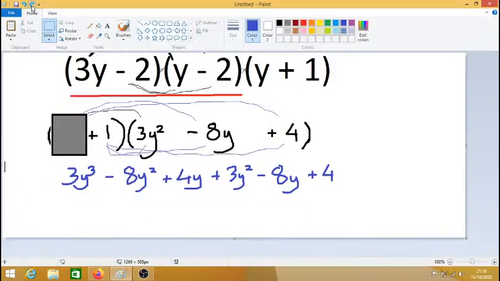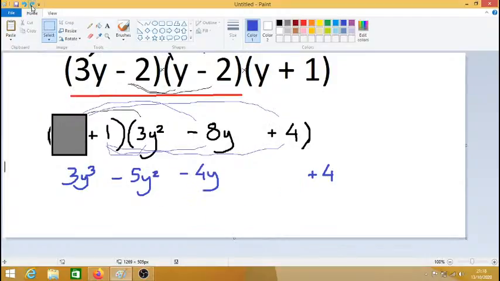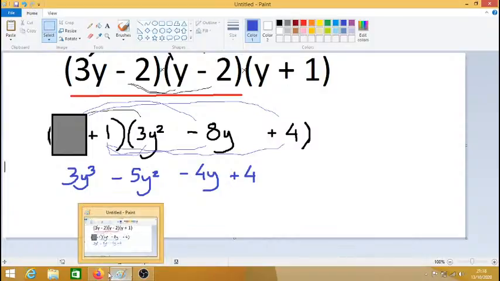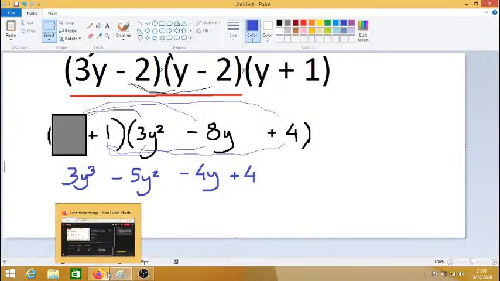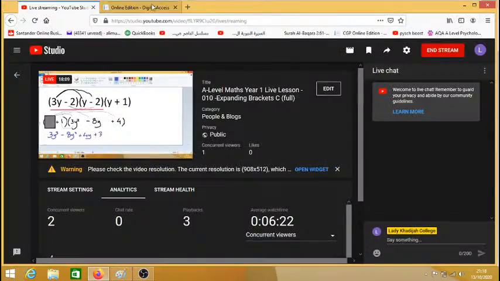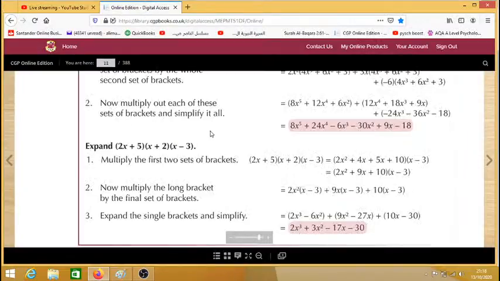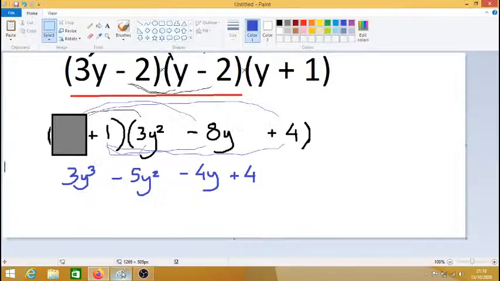And then you're just looking for things that you can simplify just to make it look as simple as possible. And that's your answer. Okay, one for you to try.